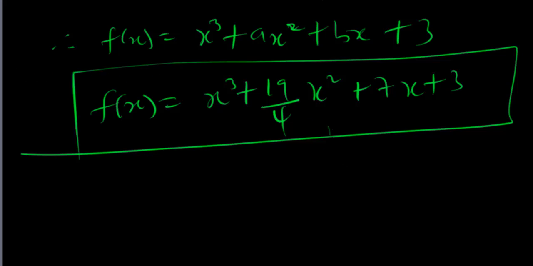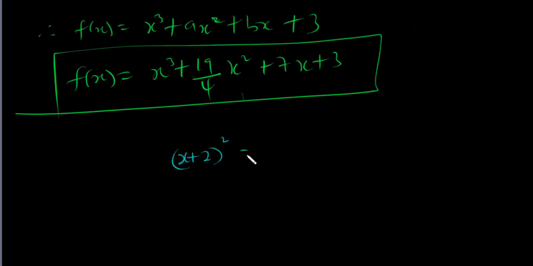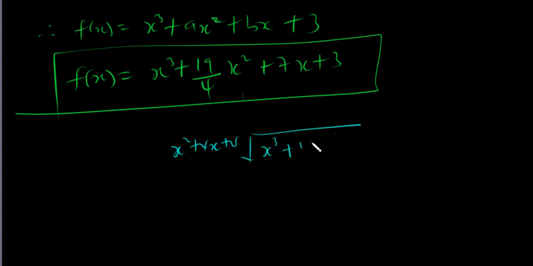And the next thing, we are told to find the zeros of the function. Now, as I said, in this scenario, we don't know the factors, so you have to divide and find them. Because we are told that x plus 2 raised to the power 2 is a factor, and that is x squared plus 4x plus 4, this quadratic is a factor of the function f of x. So I can use the quadratic x squared plus 4x plus 4 to divide the function x cubed plus 19 out of 4 x squared plus 7x plus 3 to get a linear factor here.